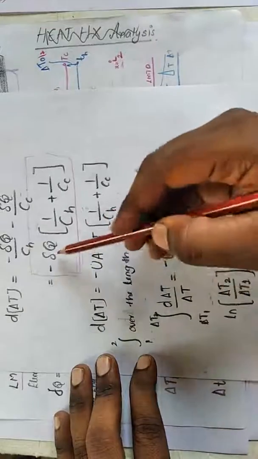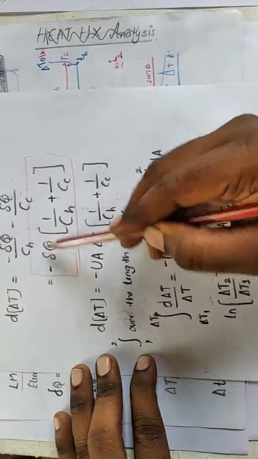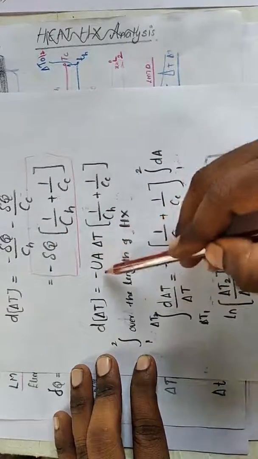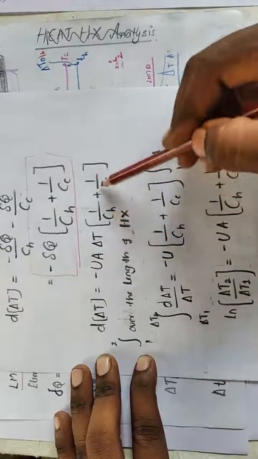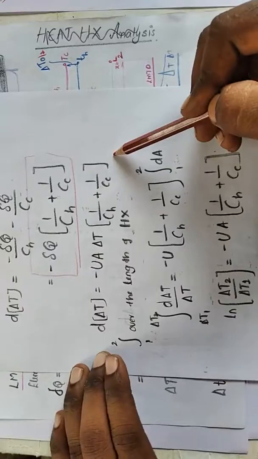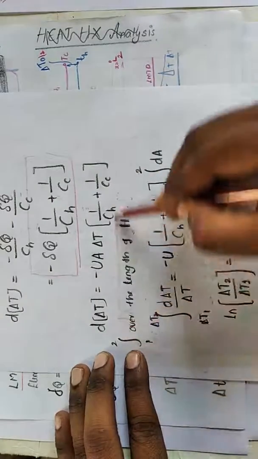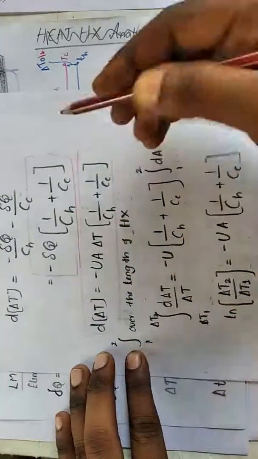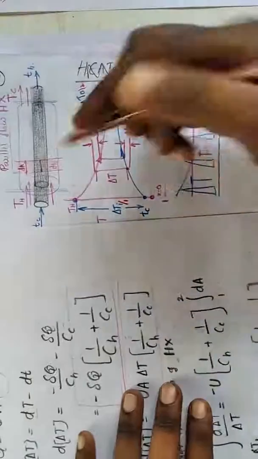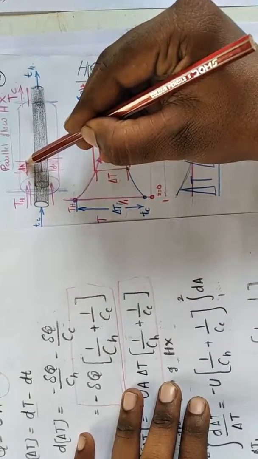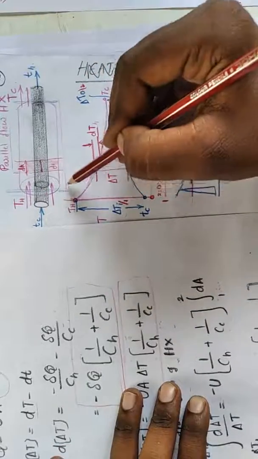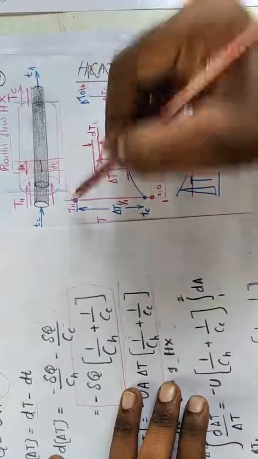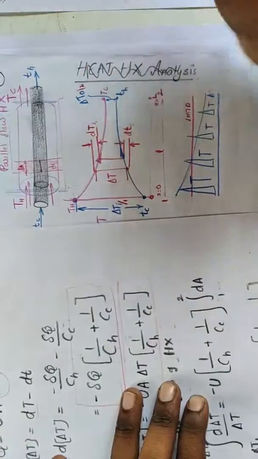Finally, we will get dQ is equal to minus UA delta T. That means finally we will get UA into delta T into 1 by C_h plus 1 by C_c. This is for the particular area or particular instance. Now we need to calculate the heat exchange over the entire length from 0 to 1, or inlet to outlet, 1 to 2.